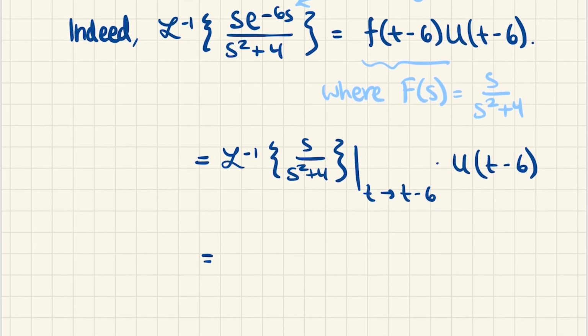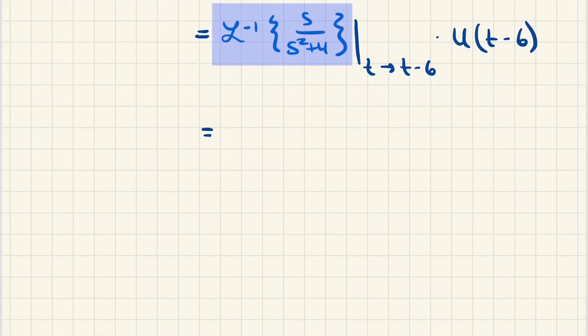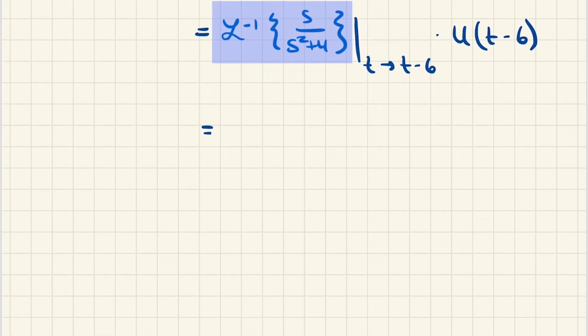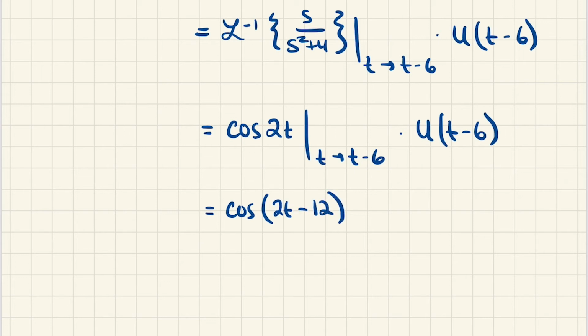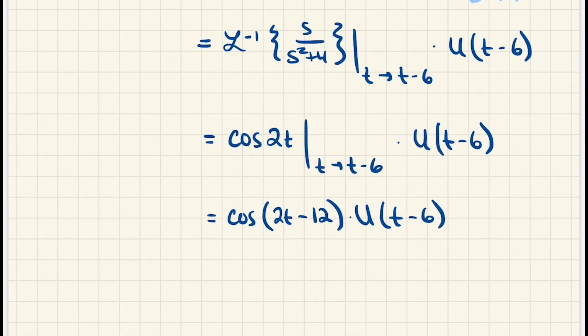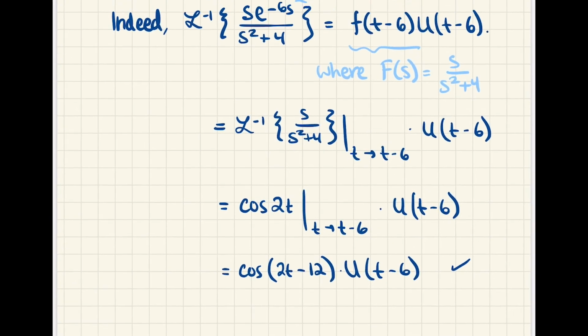All right, well, we know this here computes to cosine of 2t. And we will replace t with t minus 6. And again, this is all multiplied by the unit step function of t minus 6. So what we get is cosine of 2 times the quantity t minus 6. You can write it as cosine of 2t minus 12 times the unit step function t minus 6. And there we are.